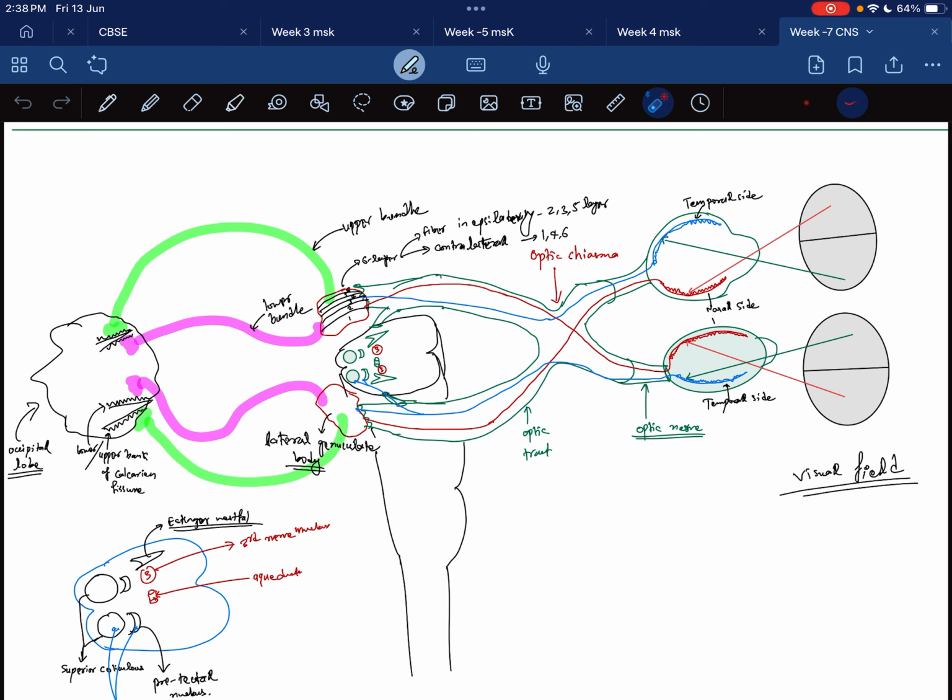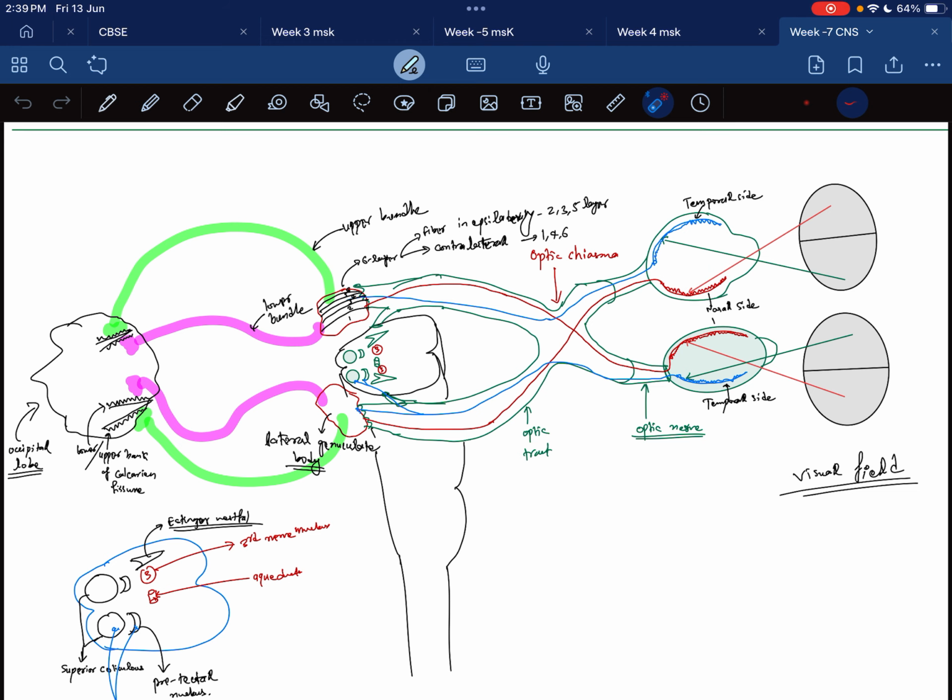So the image that forms in the temporal side of the visual field forms in the nasal side of the retina, and the image that forms in the nasal side forms in the temporal side of the retina. After that, some fibers go from the temporal side and some fibers go from the nasal side. The temporal side fibers go ipsilaterally, but the nasal side fibers cross and go contralaterally.